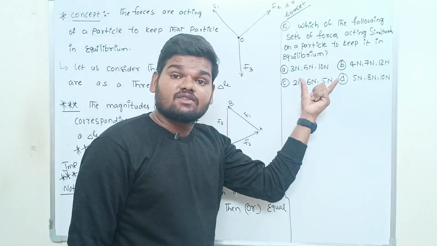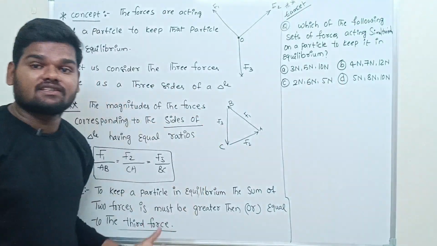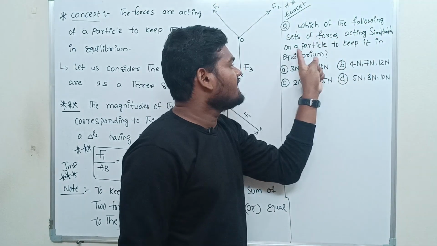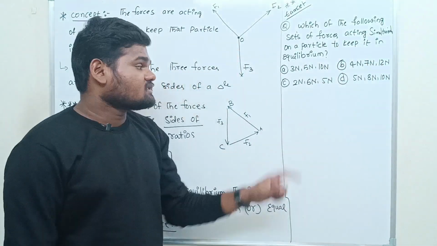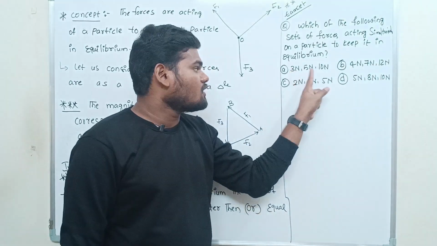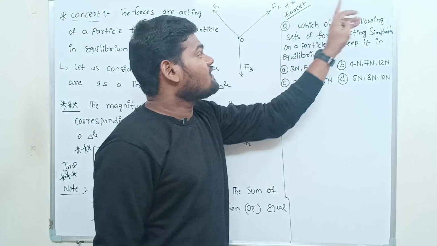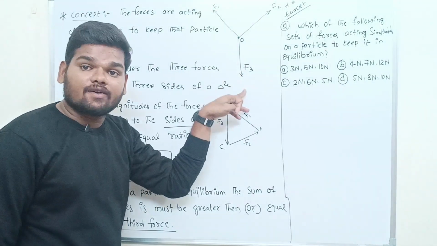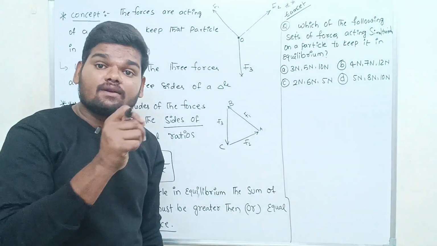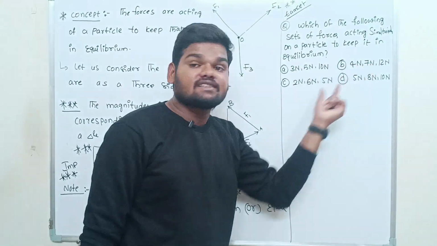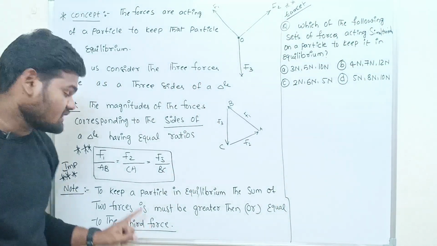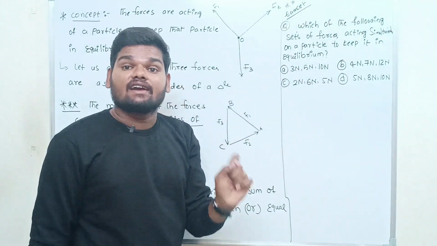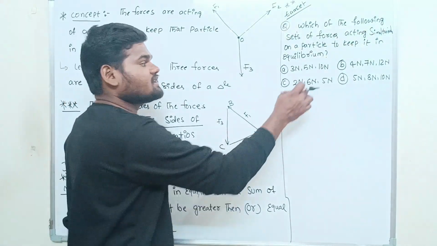3, 2, 1, go. So this is the previous year MCET examination question based on this concept. What is the question they have given? Which of the following sets of forces acting simultaneously on a particle keeps it in equilibrium? In every option, they have given three forces. Whatever set of forces is given, it must follow this condition: to keep the particle in equilibrium, the sum of any two forces is greater than or equal to the third one. Which option follows this condition?